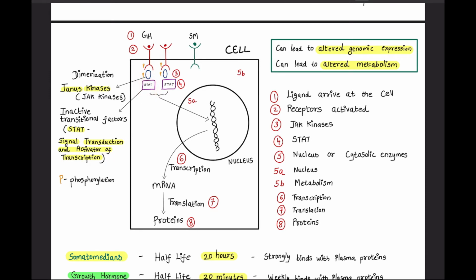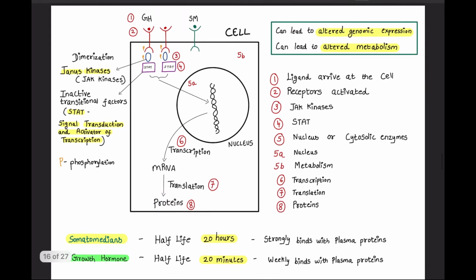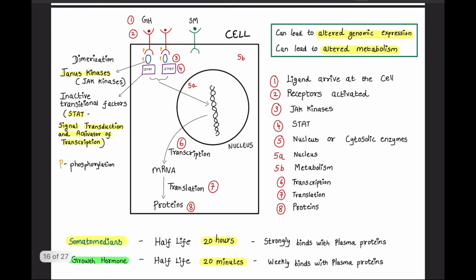and this signal transducer and activator of transcription, some will go to the DNA of the nucleus, some will go to the cytoplasm of the cell, and in the DNA of the nucleus there will be transcription of the DNA into mRNA and then translation of the mRNA and synthesis of proteins. So now we will see the half-life of somatomedins and growth hormone.